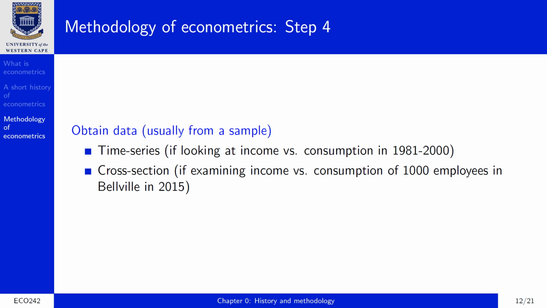So now that we have specified our econometric model, we need to obtain some data to plug into the model. In this case, we will be looking at time series data. So we'll gather data on aggregate income, as well as data on aggregate consumption for the South African economy. And in the example that I'll be showing you, the data range from around 1960 to about 2016.